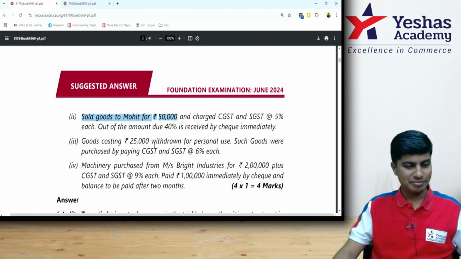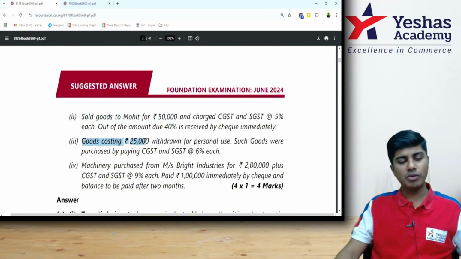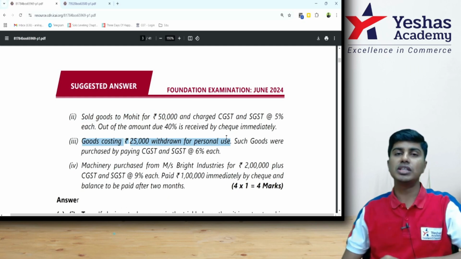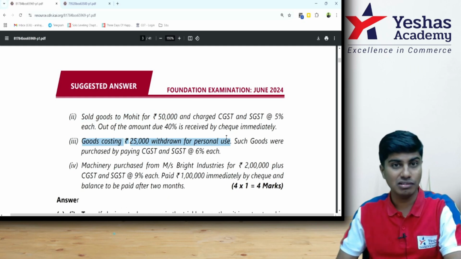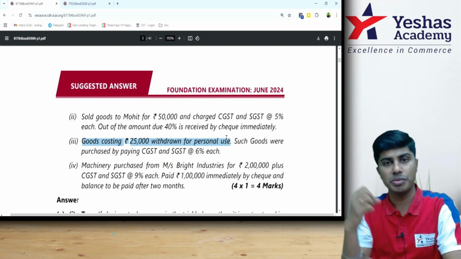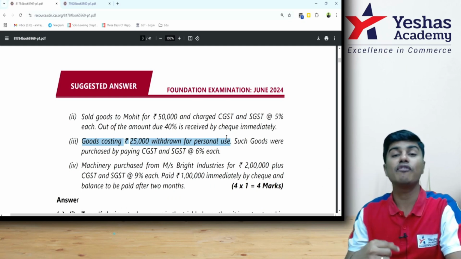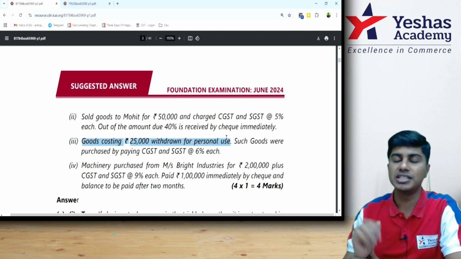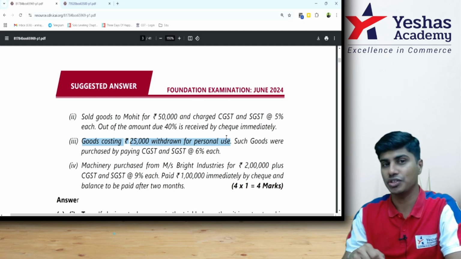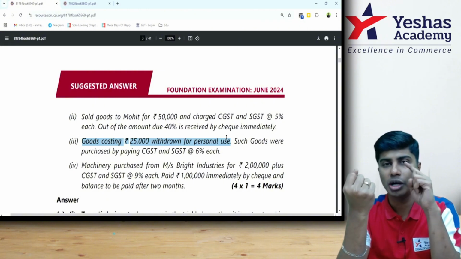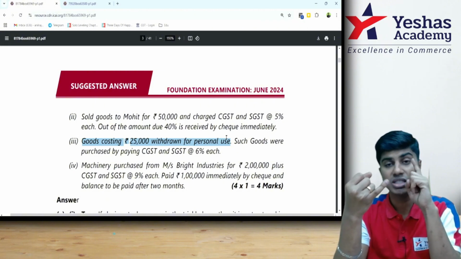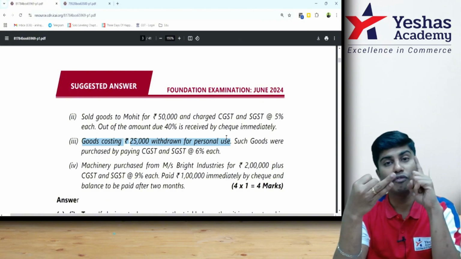Come to the next item. Number 3. Goods costing 25,000 were withdrawn for personal use. This is goods taken out of the business other than by way of sale. When the goods are taken out of the business other than by way of sale, we should never credit sales. Should always credit purchase.